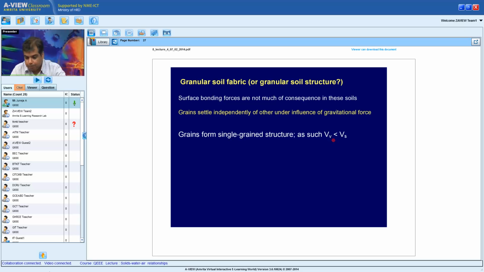Lastly, if you look at this carefully, the volume of voids in coarse-grained or granular soil is much less than the volume of solids, which is not the case for fine-grained or clay kind of soils, because of which the void ratio of clay soils is larger than the void ratio of granular soils. I do not know why I put this statement over here, but it's interesting to note this. So we are towards the end.